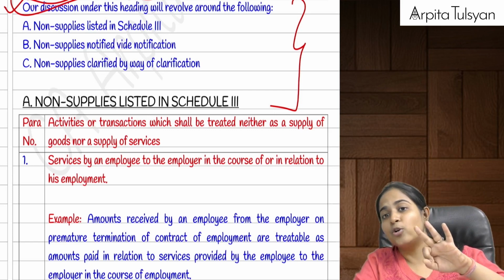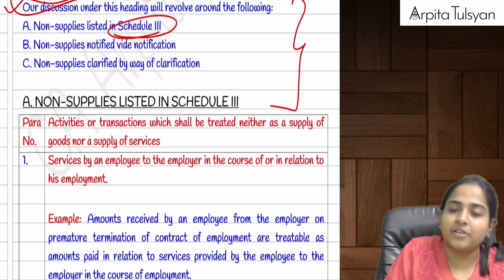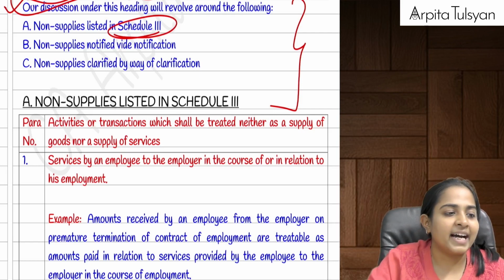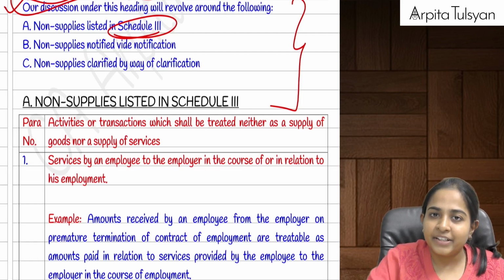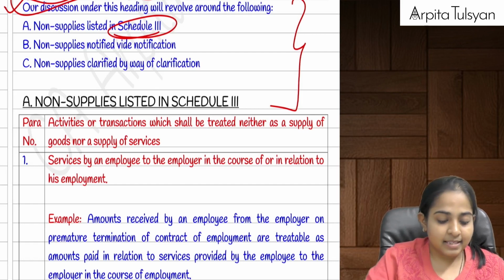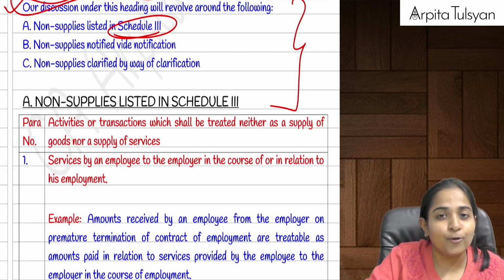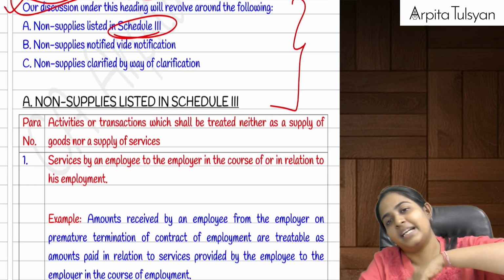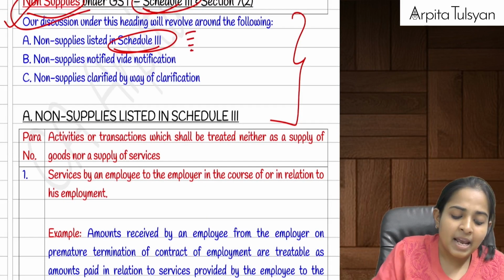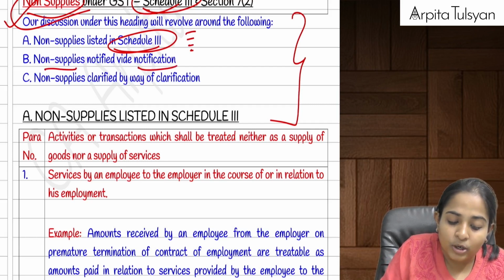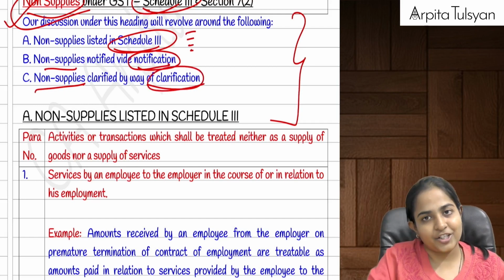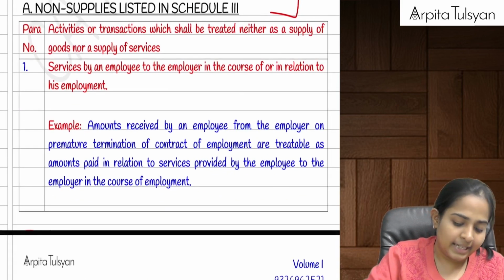That is divided into 3 parts. First one, transactions specifically given in schedule number 3. Can you recollect one of the pointers that we had done in schedule number 3? Employer and employee. Yes. Even though they are related persons, as per schedule 1 it would be considered as a supply, but schedule number 3 comes and says that this is not considered as a supply. So there will be some non-supplies given here. Then there will be some non-supplies notified by way of a notification and some non-supplies clarified by way of a clarification. Now let's start with schedule number 3.